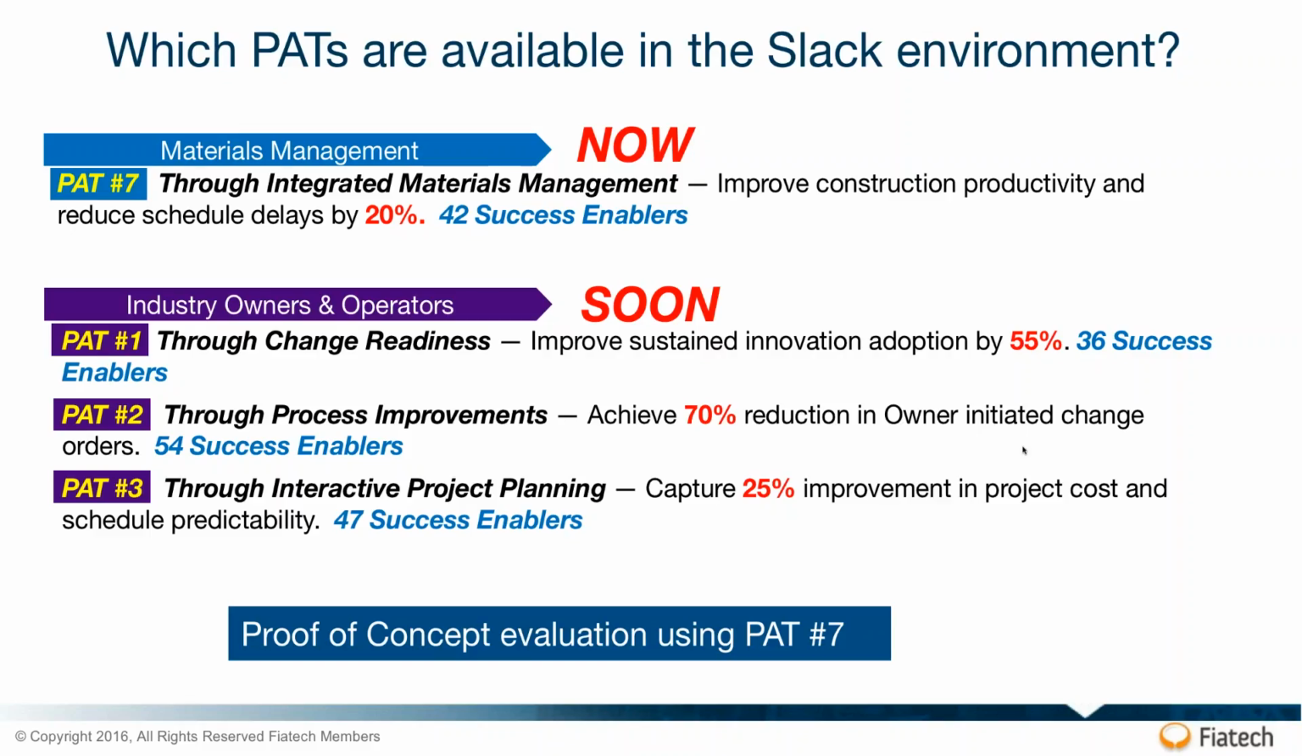Where we are with respect to achieving these Slack environments: patent number 7 is already in a Slack environment. You've all been invited and can come to it, start looking at the success enablers, provide comments, and recommend other success enablers. We're in the process now for patents 1, 2, and 3. I'll be migrating them into this environment next week while I'm on vacation. You can look at patent number 7 as a proof of concept evaluation. The more participation we get in that, the more confident we are that we're on the right track.